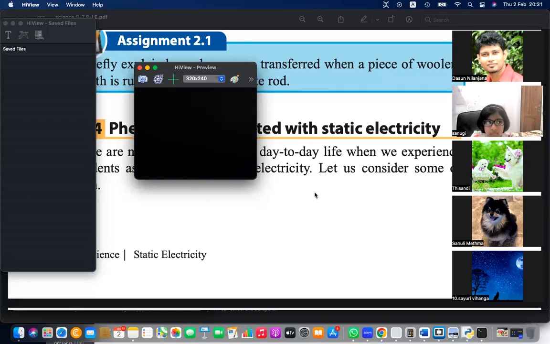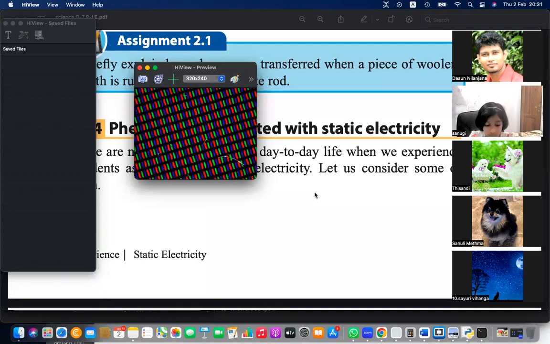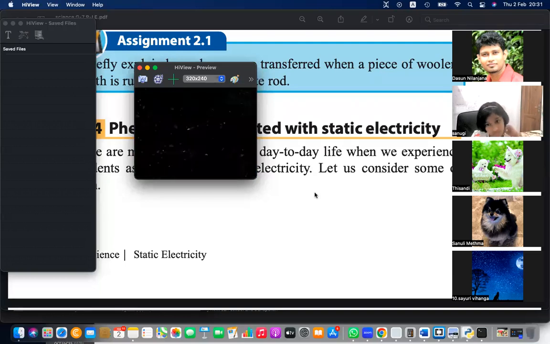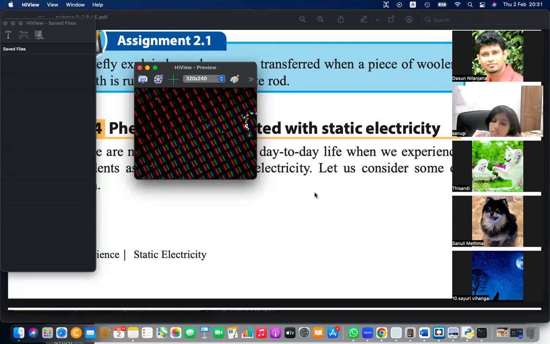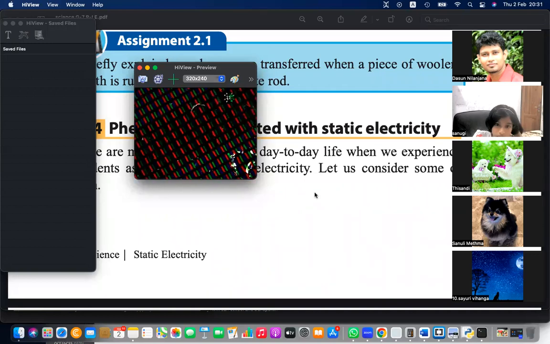If you can see red, green, blue, all three, what is the color? White. If no colors are there, no red, no green, no blue, then the color is black. That is why the black letters appear. This is the orange color area. Here you can see more red color and green color. Blue color is not there.